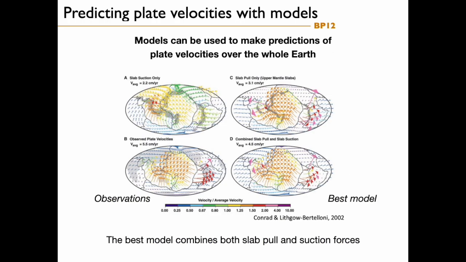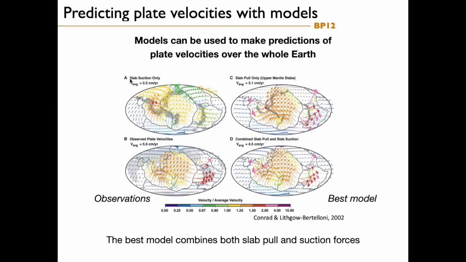Nowadays, one can go much further, and this is an example where models have been used to make predictions of plate velocities over the whole Earth. So here you have the observations, the plate velocities from GPS. You have all these arrows, and the aim of a model is to try to reproduce the pattern.